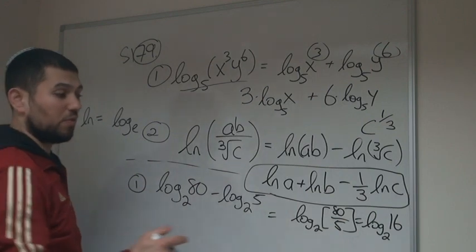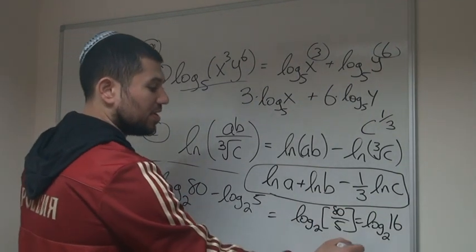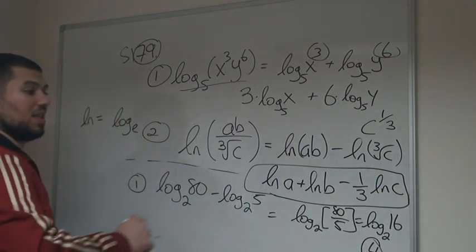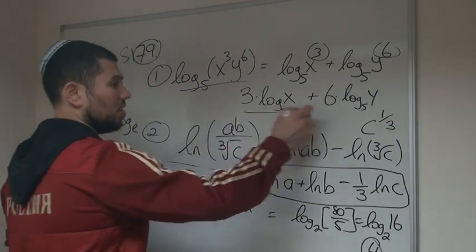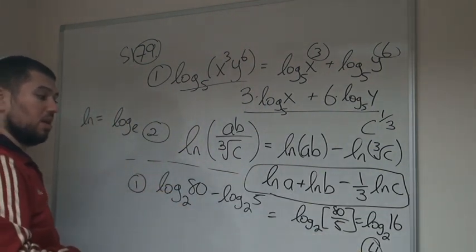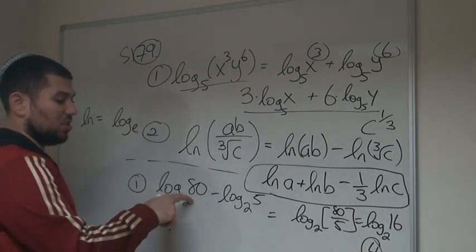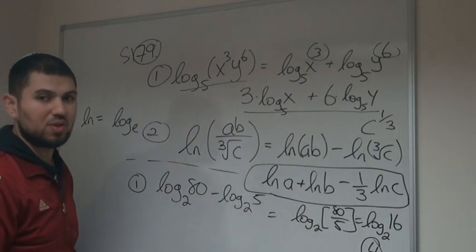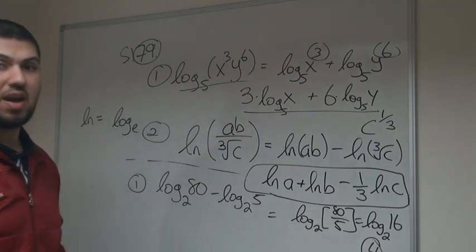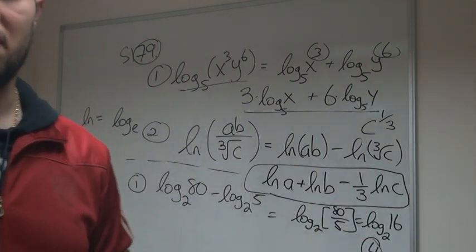And log to the base 2 of 16 is, 2 to what power is 16? The answer is 4. So unlike here and here where my answers are left in variable form, this one I could actually evaluate. Whereas if you gave me log to the base 2 of 80, 2 to what power gives you 80, you wouldn't really be able to solve for that. 2 to what power gives you 5, you really wouldn't be able to solve for that either.